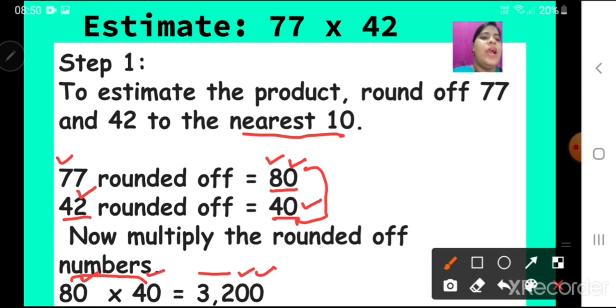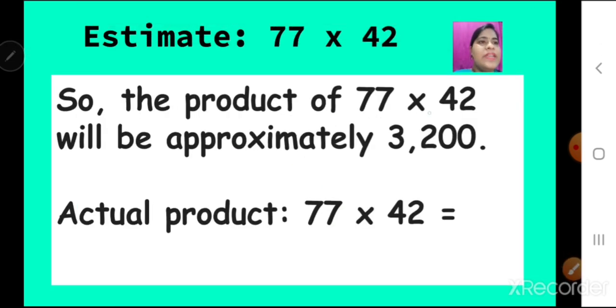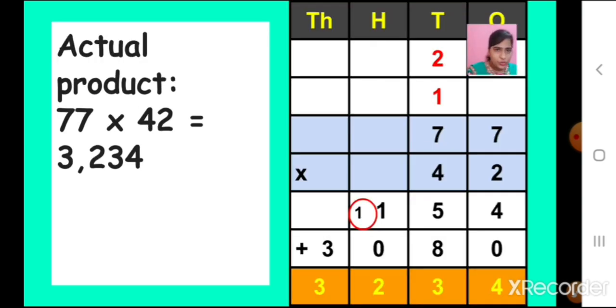Now we have to find the actual product. How are we going to find the actual product? By multiplying 77 into 42. If you multiply the question, then we will get the actual answer. So we are going to multiply 77 into 42 to find the actual product. After multiplying 77 and 42, we will get 3234.